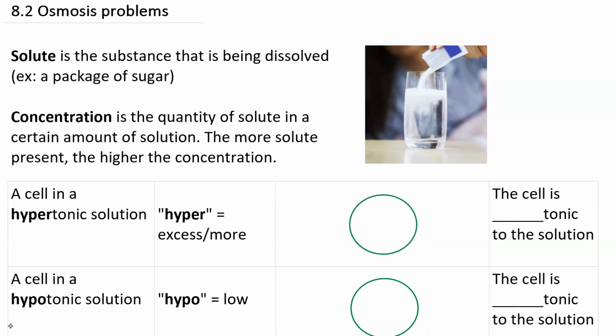First of all, solute. When we talk about solute in a solution, the solute is a substance that's being dissolved. So in this diagram here, the solute is that sugar that's being poured into the water. When we refer to concentration, concentration is how much solute you have. So the more solute you have, the higher your concentration will be. So more solute is higher concentration.